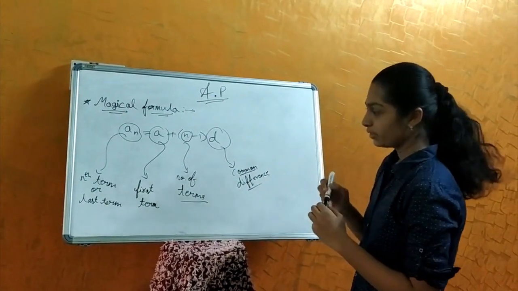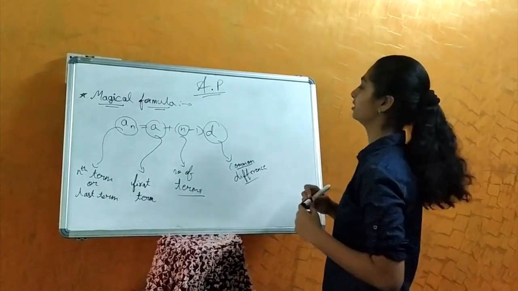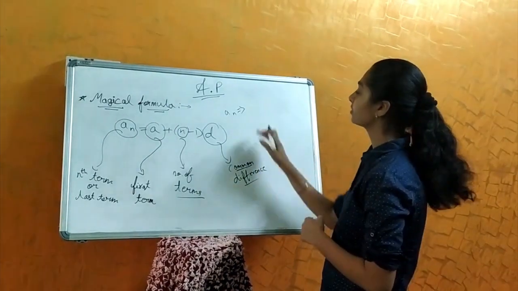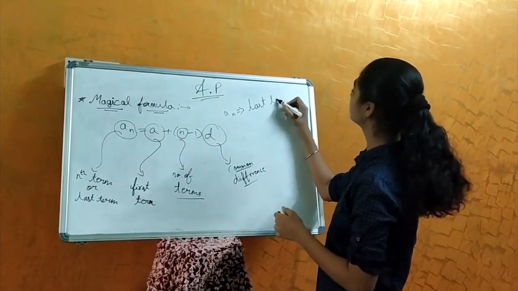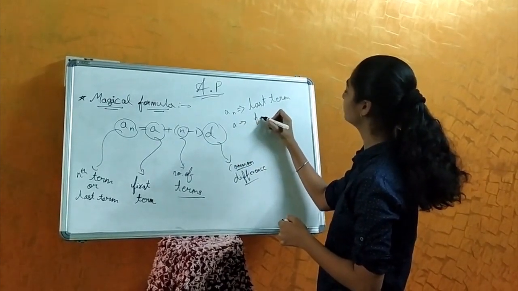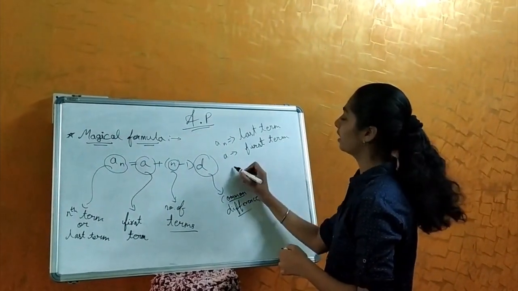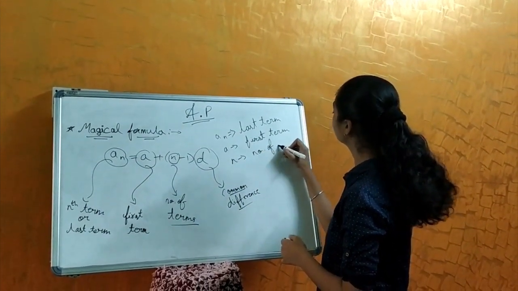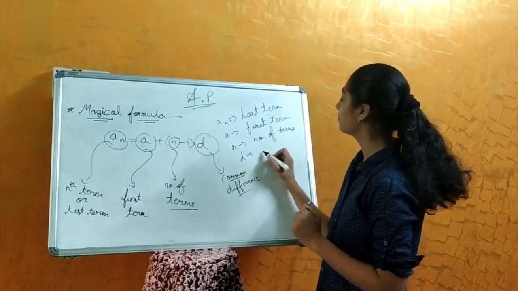Okay. Now you might be thinking, what are this last term, first term, number of terms and common difference? Here an means last term. Okay. I will write it here again, so there will be no confusion. And a means what? First term. And now n means what? Number of terms. And d, which is common difference.